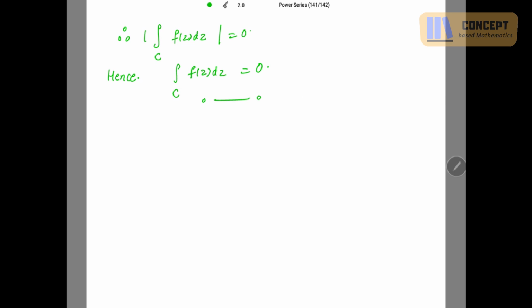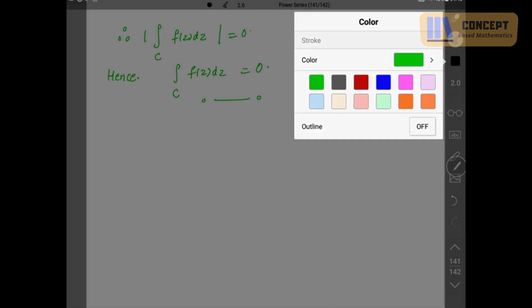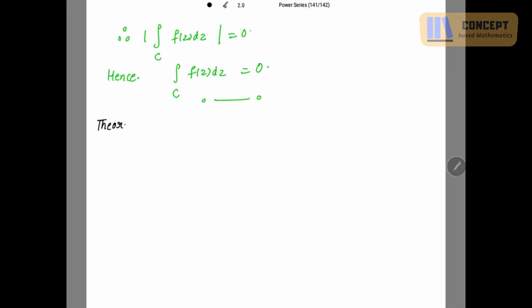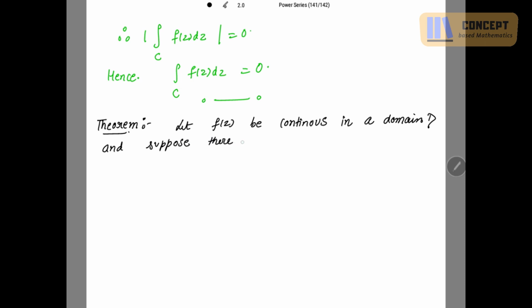Next, there is a short theorem. Let's understand that. Let f(z) be continuous in a domain D. And suppose there is a differentiable function F(z).